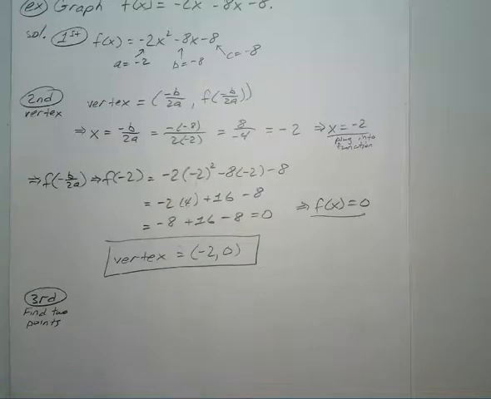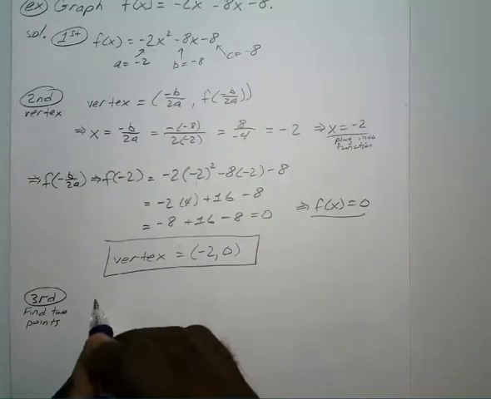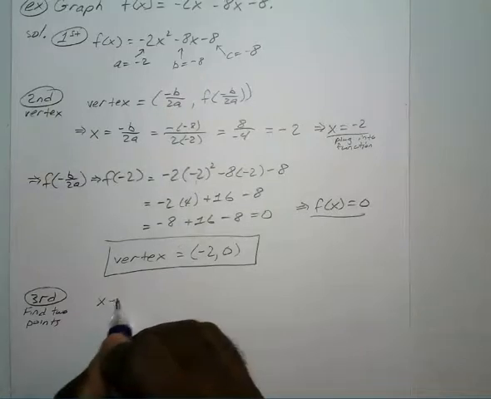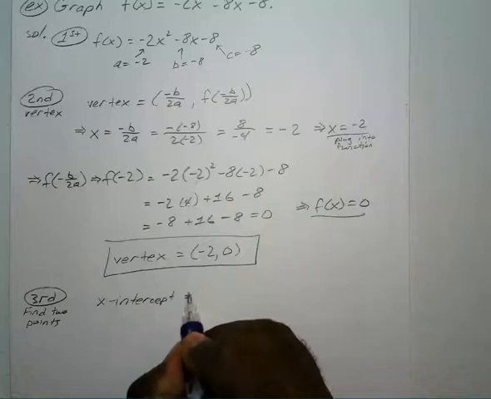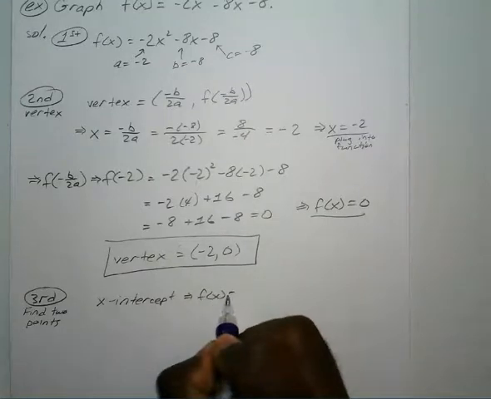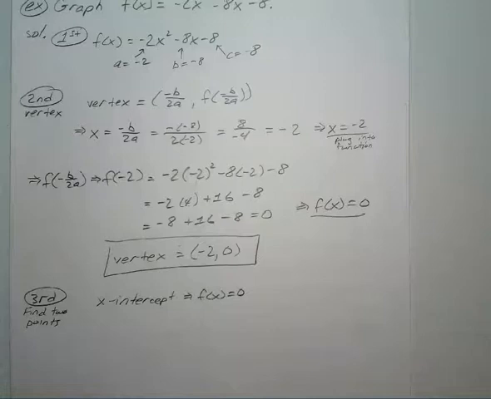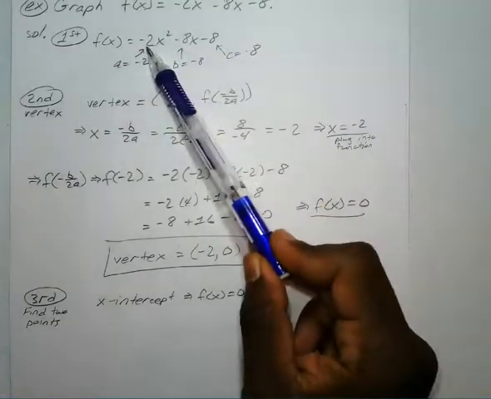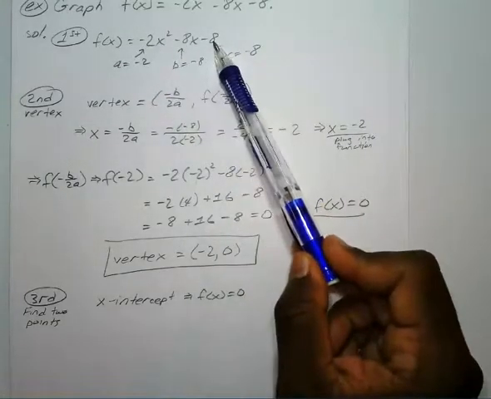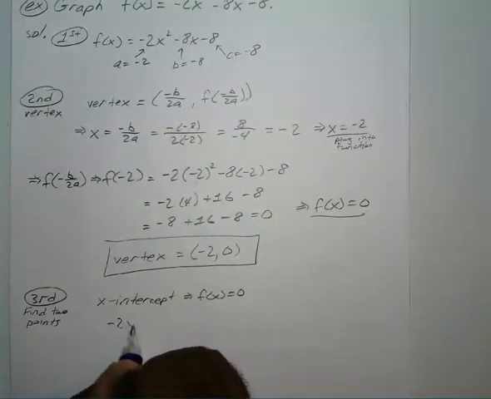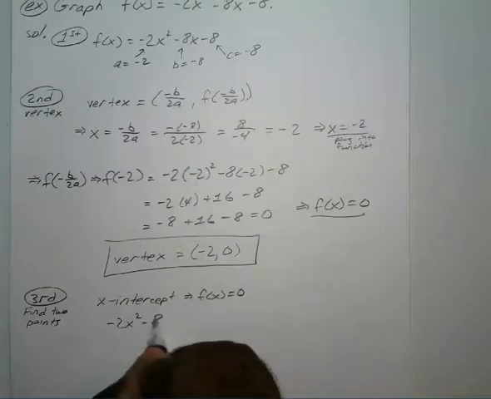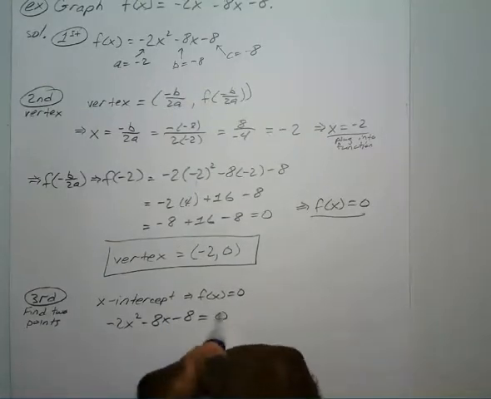Okay. Now we're going to go ahead and use our x and y intercept only because it's easier. So to find your x-intercept, we make our f of x equal 0. So that means we have negative 2x squared minus 8x minus 8 and we just make that equal 0. So negative 2x squared minus 8x minus 8 equals 0.